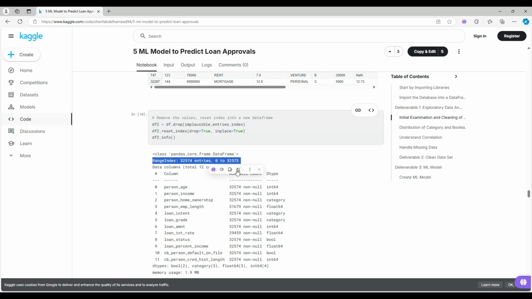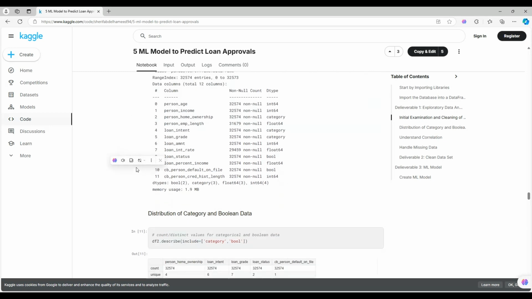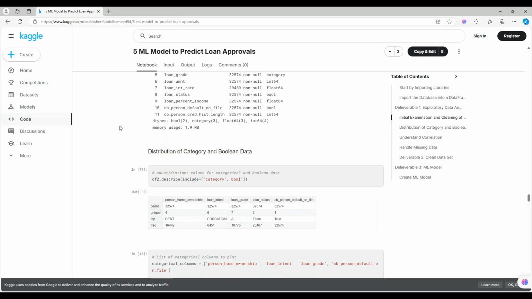It just messes with your data a little bit. So starting from now, we have df2, and df2 is an entirely new and better data set. And of course, we note some things, like we have missing data, which we will get to. But first, we can take a look at the category and the Boolean data.